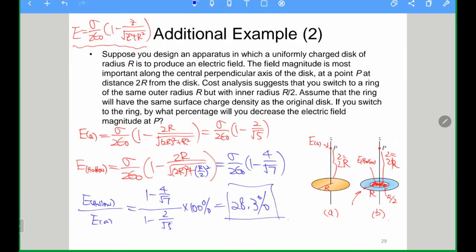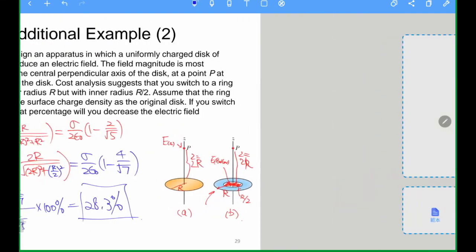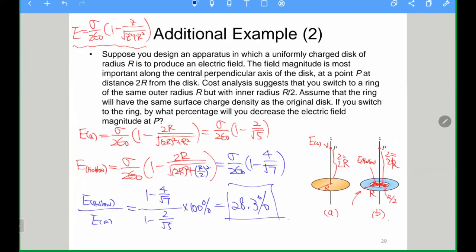Okay, so of course, in order to save the material and the cost, you reduce part of the material. But in this case, if you just keep the charge density, then you will generate a smaller E field at point P. Okay, so I think that's it for this chapter.